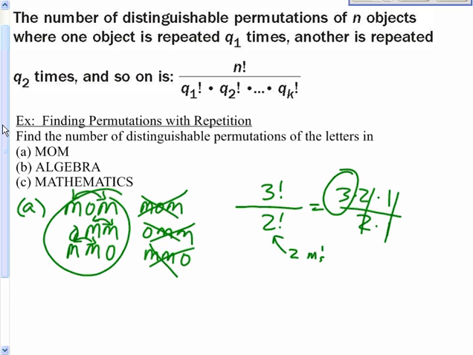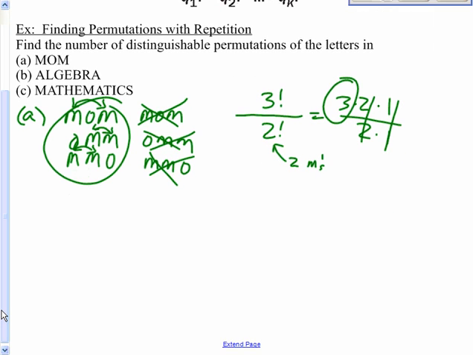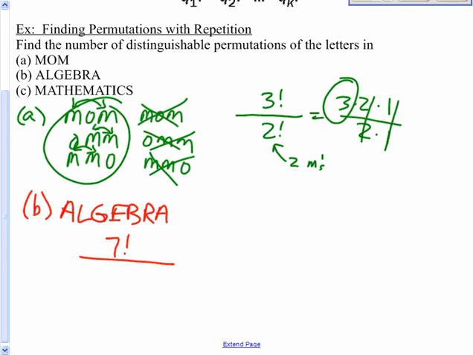Okay, so let's do algebra. Everybody loves algebra. How many distinguishable permutations, how many different ways could I order the letters in algebra? I say, how many letters do I have? 1, 2, 3, 4, 5, 6, 7. I have 7 letters. But some of them are repeated, so I don't want to count those twice.